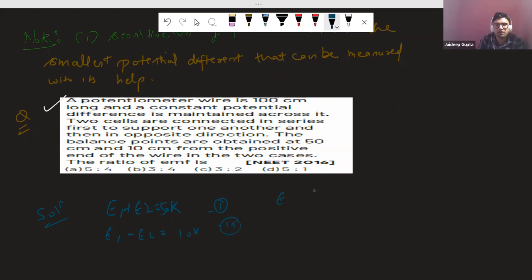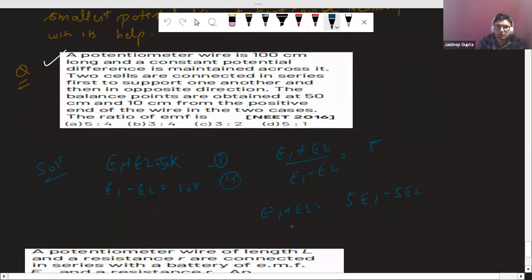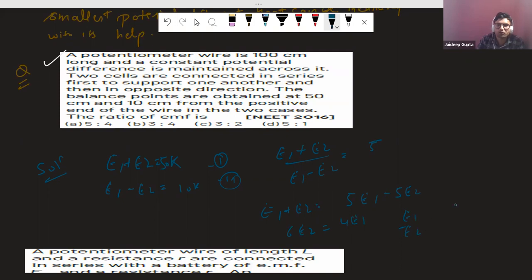Now divide. E1 plus E2 over E1 minus E2 equals 5. Now we have to calculate the ratio. So E1 plus E2 equals 5 E1 minus 5 E2. That gives 6E2 equals 4E1. So E1 over E2 equals 6 over 4, that is equal to 3 over 2. Now see the answer. Okay, Parath, correct. Alan, did you get it? Everyone? Yes, sir.